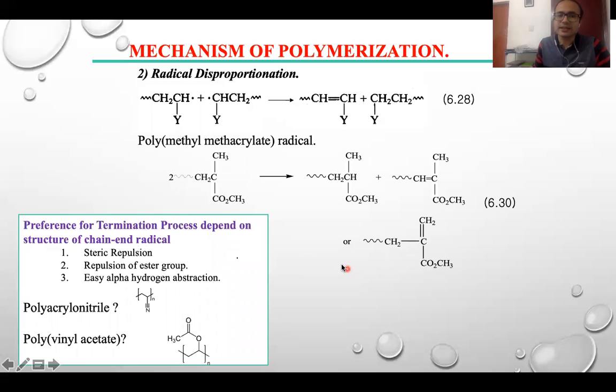Another way the chain can terminate is by radical disproportionation. Now it's slightly different from radical combination. So what is happening here is that you have a growing polymer chain, and this is another growing polymer chain. So what happens is that this particular growing radical chain will abstract one of the alpha hydrogens here, okay, and thereby we have a double bond formation happening, and this particular chain gets terminated here.